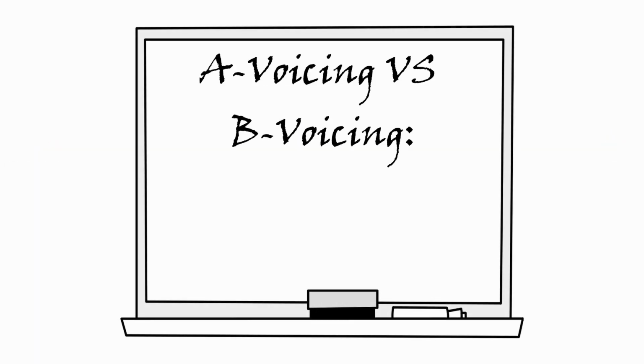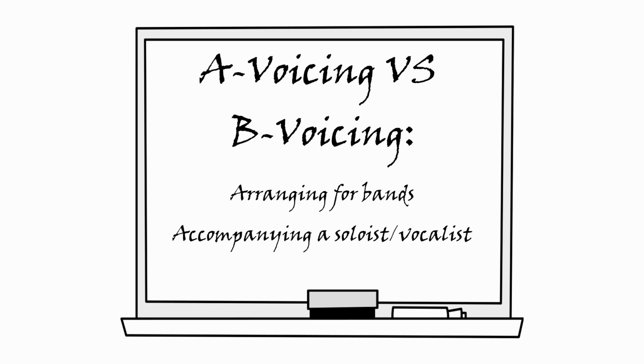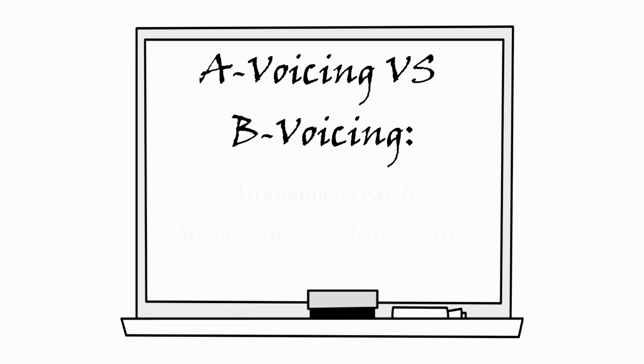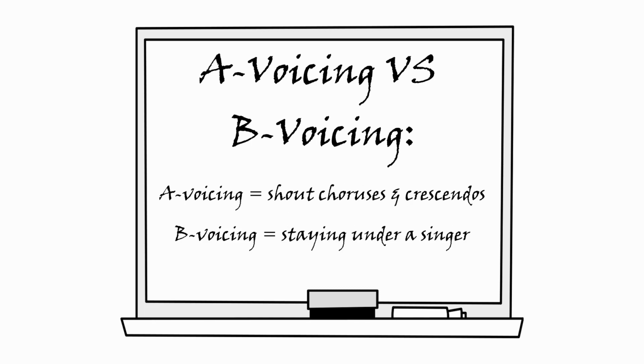These are the types of things you want to keep in mind if you're arranging for bands or if you're accompanying a soloist or a vocalist. Brighter A voicings can be good for shout choruses and crescendos, but thicker and subtler B voicings can be better if you're trying to stay under a singer, for example.